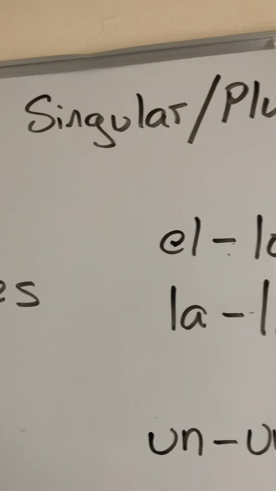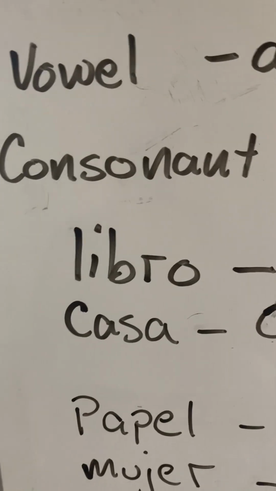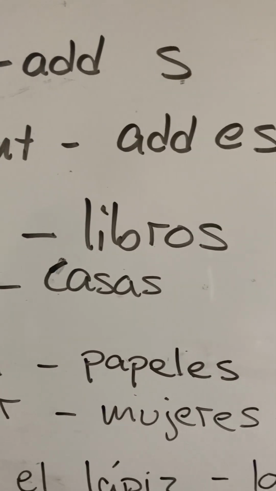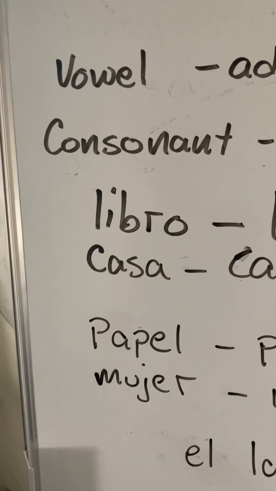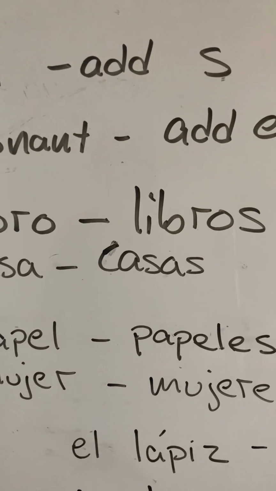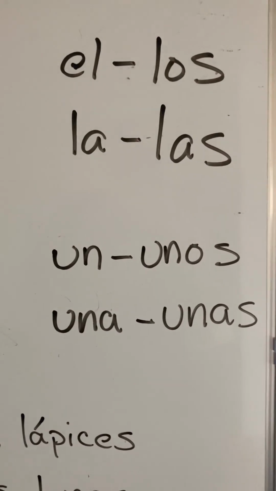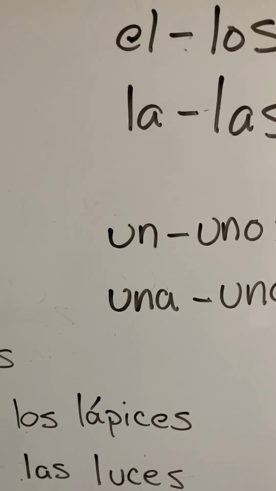And so in this case, if it was el libro, it would become los libros. And if it was la casa, it would become las casas. Remember, un and una mean a or an.